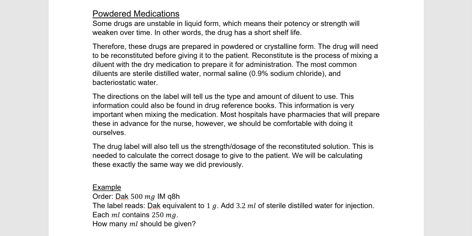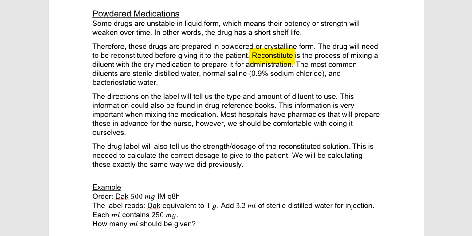So now for the powdered medications. The reason that we need some medications in powdered form originally is that some drugs are going to be unstable in liquid form, which means they have a short shelf life, which means that the strength would weaken over time if they were in liquid form. So these drugs need to be prepared in a powdered or a crystalline form first, and before they're given to the patient, they have to be reconstituted, and that's going to mean they have to mix the dry medication, the powdered form of the medication, with a diluent to prepare it to be administered to the patient.